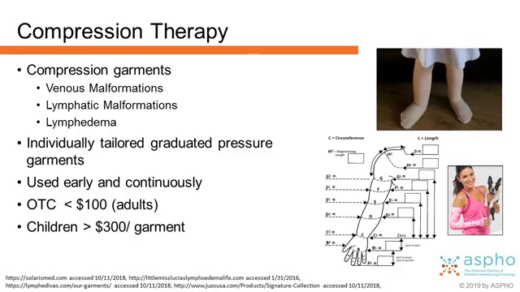So we're using compression therapy for venous malformations, lymphatic malformations, and lymphedema. And these have to be individually tailored so that we have a graduated pressure garment that provides a compression gradient, moving the fluid from distal to proximal. Used early, and when I say continuously, I mean daily. Not everybody has to have something on at night. That's an individual determination. And just looking at the cost of these garments, it's typically under $100 if you can use an over-the-counter garment. If it's going to be custom, it's likely going to cost them more than $300.